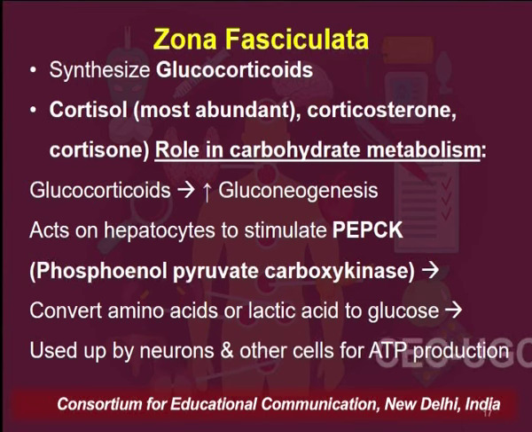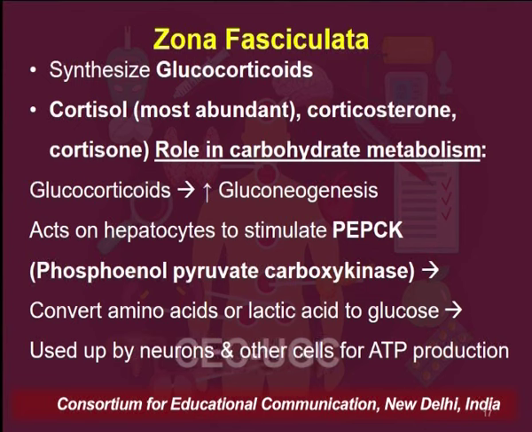Coming on to the next region, which is the zona fasciculata, which secretes glucocorticoids. The primary glucocorticoid is cortisol in humans. The less abundant forms are corticosterone and cortisone. What is the function of glucocorticoids? You can understand from the name itself that it will regulate the glucose metabolism.